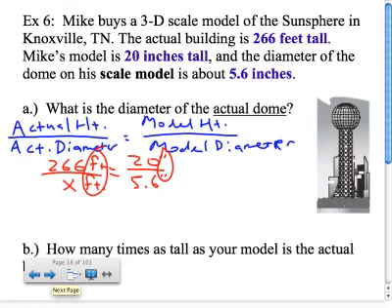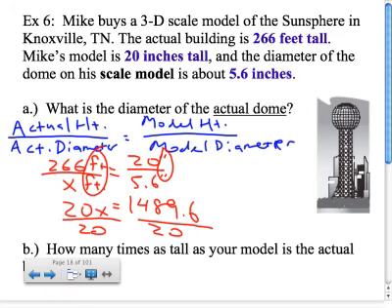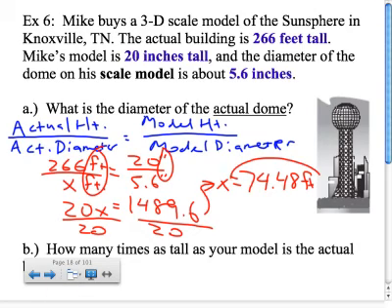When you cross multiply, you get 20x equals 5.6 times 266. 5.6 times 266 is 1,489.6. Divide both sides by 20. And so you get the actual diameter to be roughly 74.48 feet. Again, just an example of how you can use proportions to find different lengths in various problems.